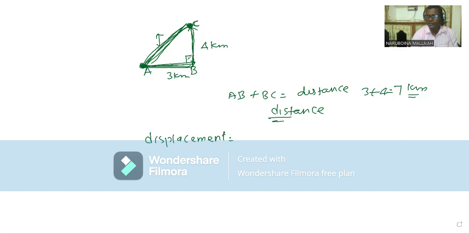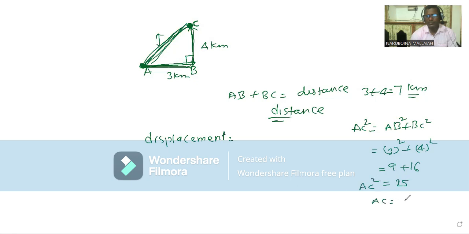This is a right-angled triangle, so using the Pythagoras theorem: AC squared is equal to AB squared plus BC squared. AC we don't know. AB is 3 kilometers, so 3 squared plus BC is 4 kilometers, 4 squared. 3 threes are 9, 4 fours are 16, 9 plus 16 is 25. I want only AC, not AC squared. AC is equal to the square root of 25, which is 5. So AC is 5. This is the displacement: 5 kilometers.